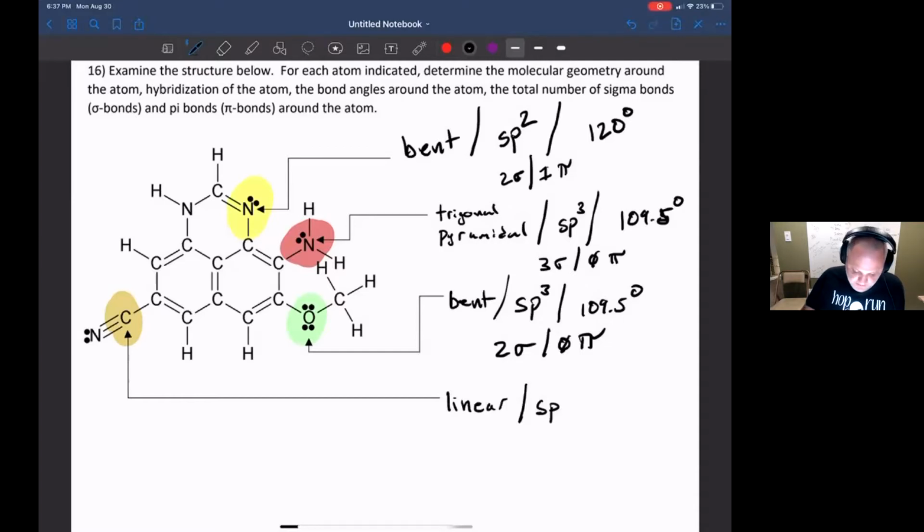All right, and now let's figure out the bond angles. Well, if it's linear, then that means the bond angles are 180 degrees. Now, it has a single bond and a triple bond. So the single bond contributes 1 sigma bond, and the triple bond contributes 1 sigma bond. The other 2 bonds in this triple bond are considered to be pi bonds. So you get linear geometry, sp hybridization, 180-degree bond angles, 2 sigma and 2 pi for that last atom. Okay, that's that.